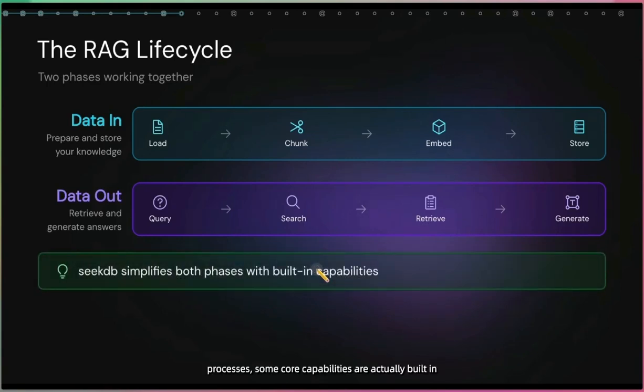In both of these processes, some core capabilities are actually built in. This includes the built-in embedding we saw earlier, as well as AI functions that provide ranking and answer generation capabilities. All of these are integrated within CDB. The entire process can actually be completed through a database service.